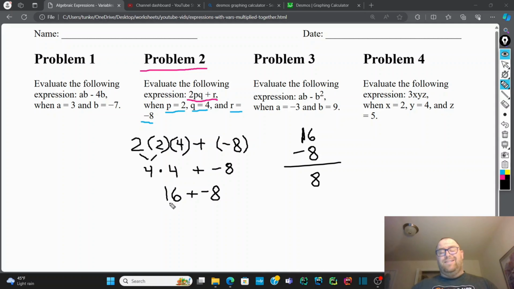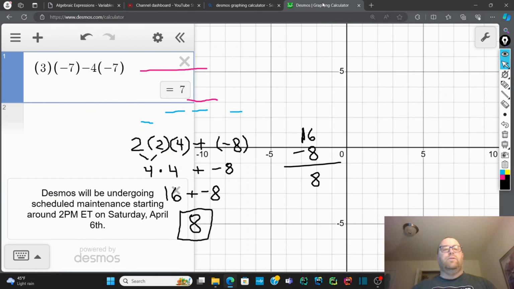value. So since 16 is further away from 0 on the number line, has the larger absolute value, that is positive. We're going to keep this as a positive 8. And that's going to be what this expression evaluates to. We can also do this in Desmos.